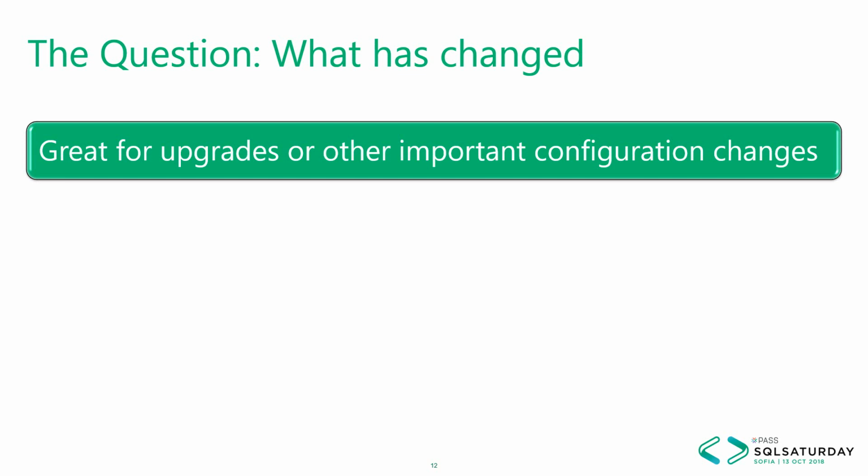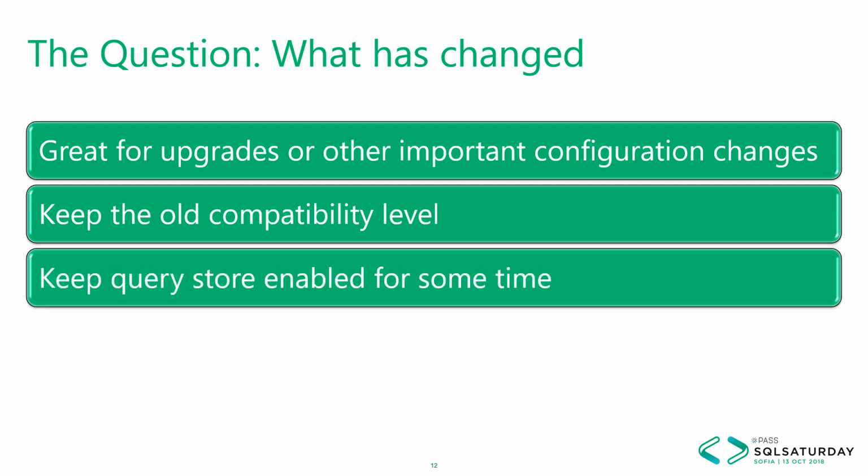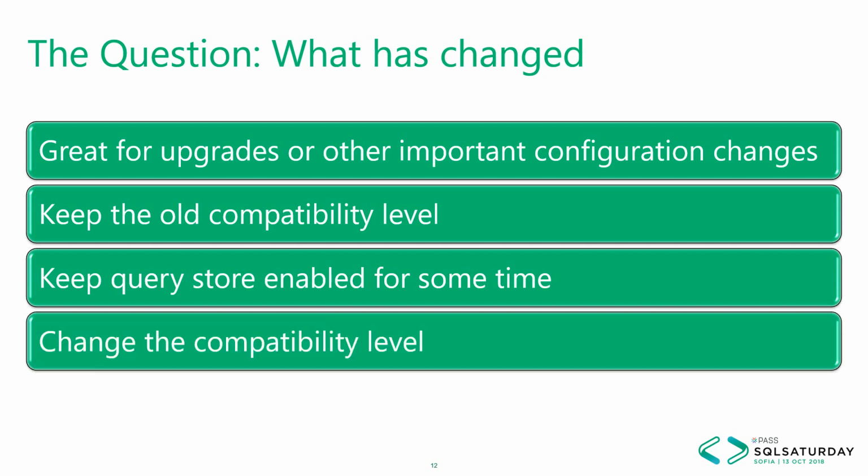So we can upgrade the software and keep the old compatibility level. Keep the compatibility level to 2014. Then we enable Query Store, let Query Store capture the information for a while. This will build a baseline, so we will have a baseline of performance for our environment. Then we change the compatibility level to 2016, and some queries may change its plans.